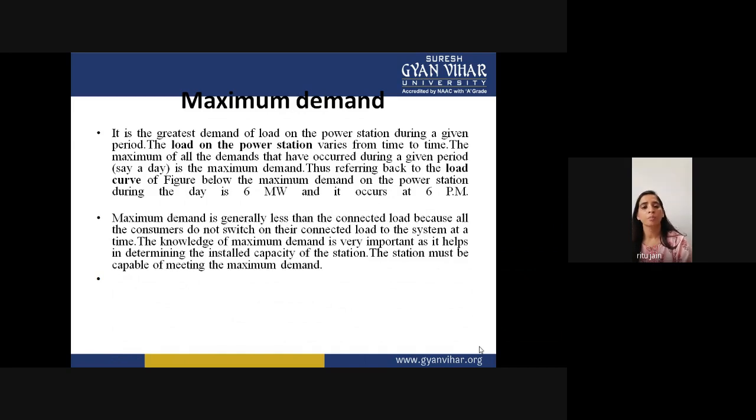If you have 10 bulbs in your house, you can't use these 10 bulbs at a time. So your maximum demand is always less than your connected load. So maximum demand is generally less than the connected load because all the consumers do not switch on their connected load to the system at a time. So the knowledge of maximum demand is very important and it helps in determining the installed capacity of the station.